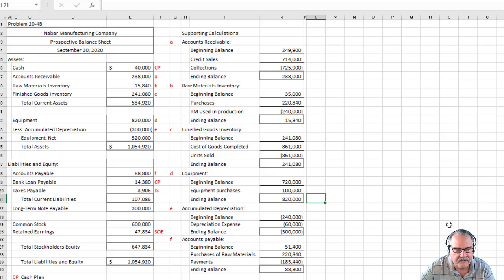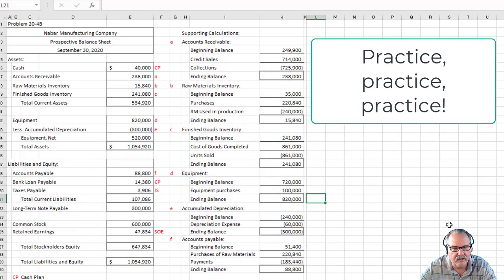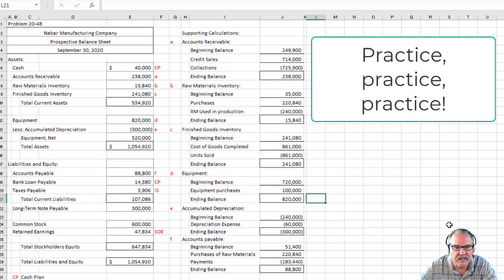That didn't change from June. And then we have common stock of $600,000, didn't change. We have retained earnings of $47,834. That comes from the statement of retained earnings. We total it up, $647,834, add it to the liabilities, and we get a balance sheet that has total liabilities and equity of $1,054,920, and our balance sheet balances.